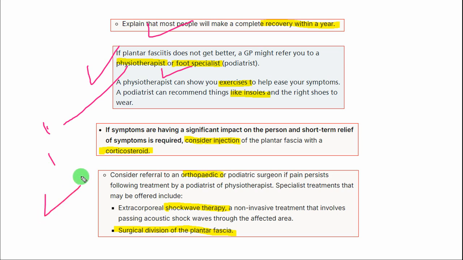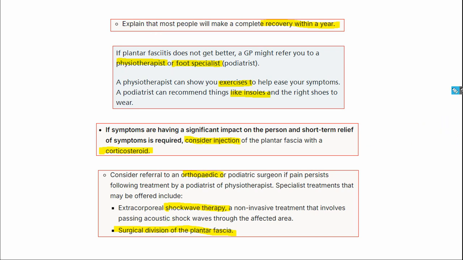If things are failing and we are not able to control your symptoms, we may need to refer you to the bone specialist. That is usually the last resort, guys. What can the bone specialist do? They can offer more advanced treatment options, for example shock wave therapy, and you can talk about that in simple language. That is a non-invasive treatment that involves passing shock waves through the affected area, and they may also offer surgical treatment if deemed necessary. That is usually a last resort if things are quite extreme.